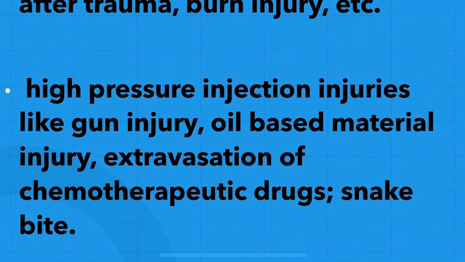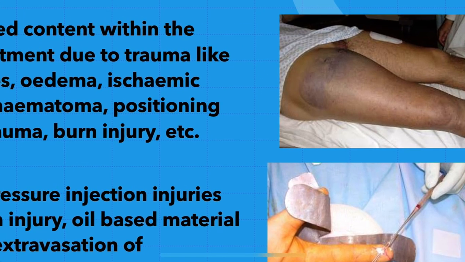And then we have high pressure injection injuries, like the gun injury, oil based material injury, extravasation of chemotherapeutic drugs, and snake bite. So guys, here they're talking about the high pressure injection injuries. They are usually industry related injuries, like the grease guns, spray guns, diesel injectors, or other guns, which can include the paint guns. All these plastic injectors can cause a high pressure injury resulting in compartment syndrome. And also the extravasation of chemotherapeutic drugs, and snake bite can also lead to compartment syndrome.